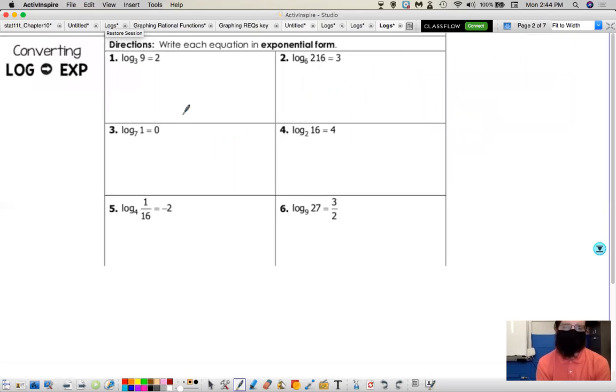All right, so if we have log base 3 of 9 equals 2, we can rewrite that in exponential form as 3 to the second power equals 9. 6 to the third power equals 216. We're literally just going to rewrite these guys. 7 to the 0 is 1. Hey, wait, is that true? Yep, anything to the 0 power is 1.